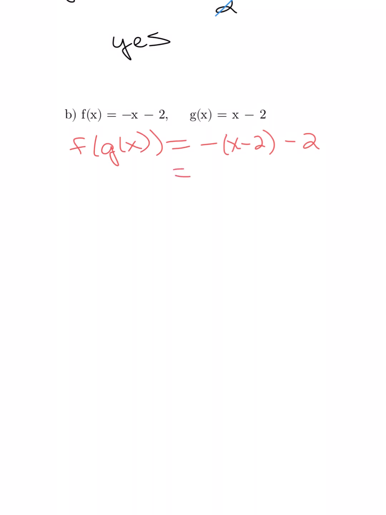We need to distribute that negative sign. It will give us negative x plus 2 minus 2. Plus 2 minus 2 equals 0. So our simplified version is negative x. As soon as we see that we have negative x, not just plain positive x, we know that these two functions are not inverses.